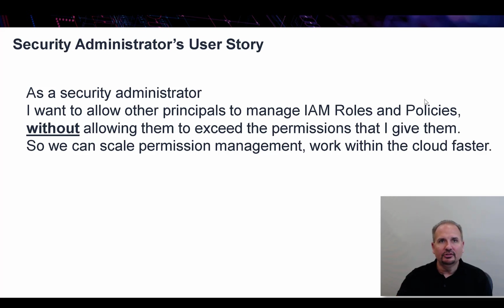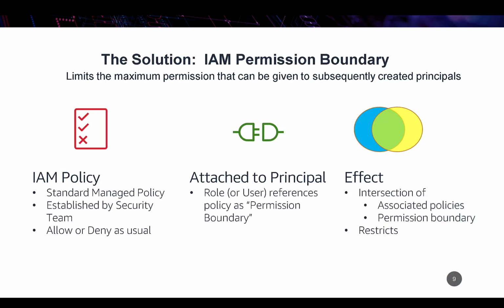So to summarize it, you could sum it up in a need with this user story. As a security administrator, I want to allow other principals to manage IAM roles and policies without allowing them to exceed the permissions that I originally give them, so we can scale the permission management and work within the cloud faster. So the solution is what we call an IAM permission boundary. Now the simple tagline here is it limits the maximum permission that can be given to subsequently created principals.